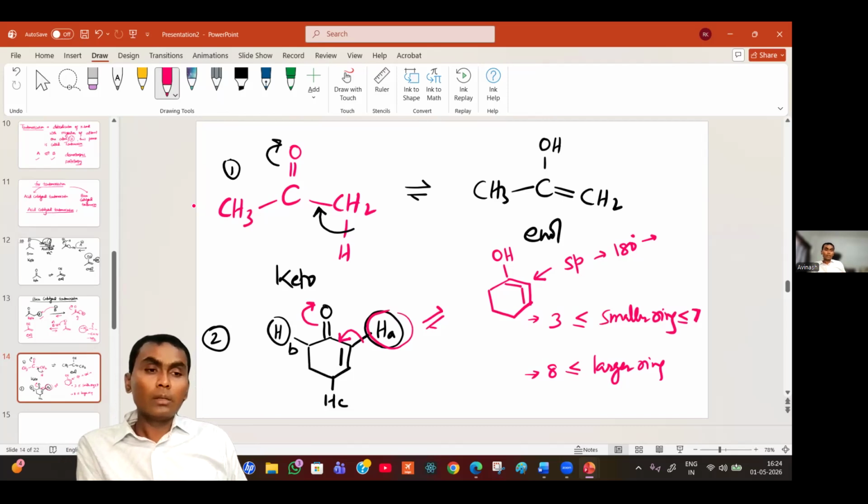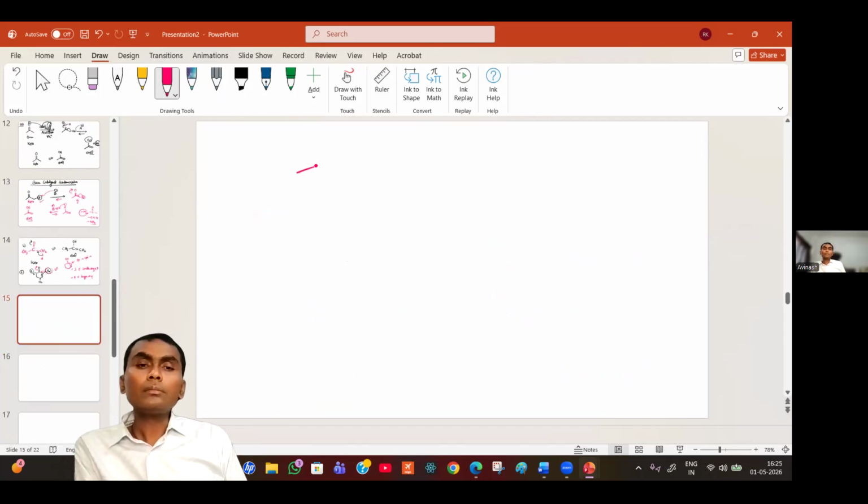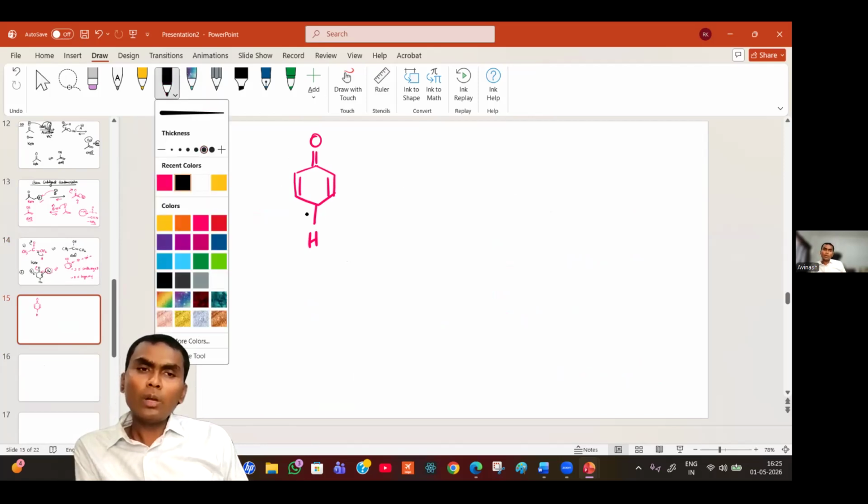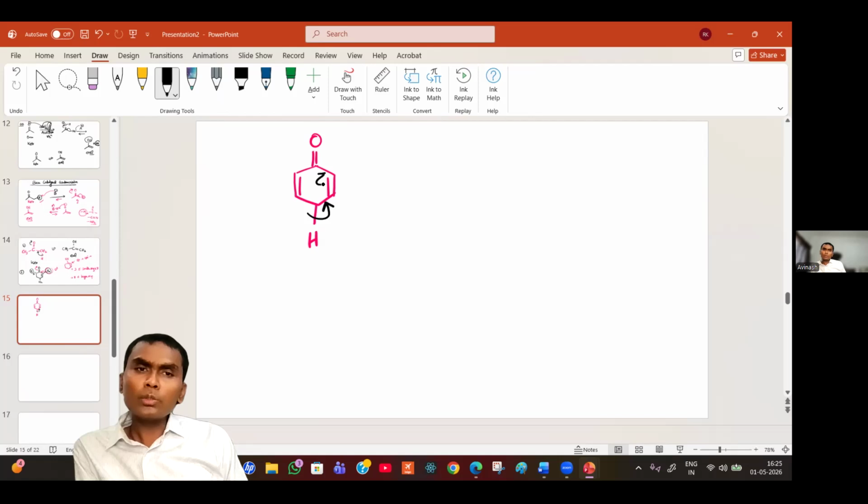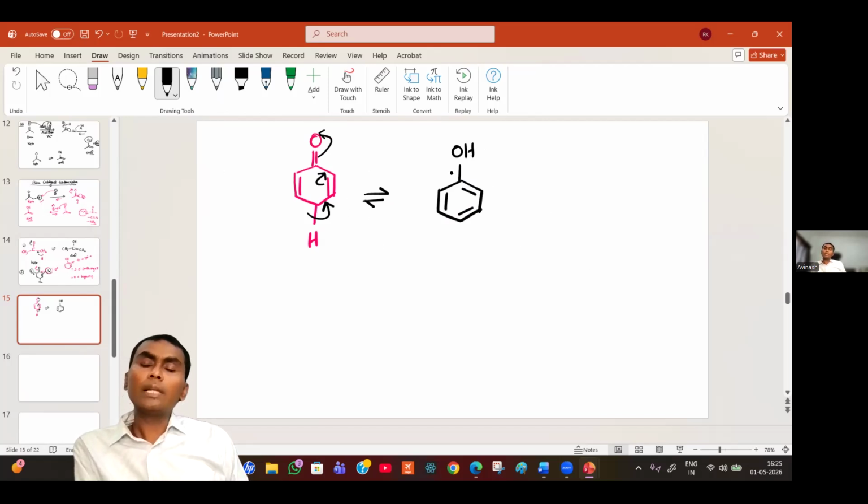But see another thing like this. If this hydrogen takes part in tautomerization, then how? This goes, and this goes. There is an equilibrium sign, and this one is OH, double bond, double bond, double. This is equilibrium and this goes in. There is no strain, no bad things here.